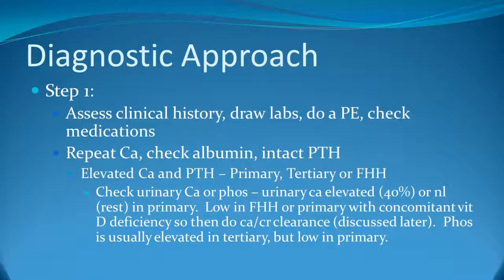Urinary calcium is elevated in 40% and low in FHH or primary with concomitant vitamin D deficiency. So then do a calcium clearance, and phosphate is usually elevated in tertiary but low in primary.